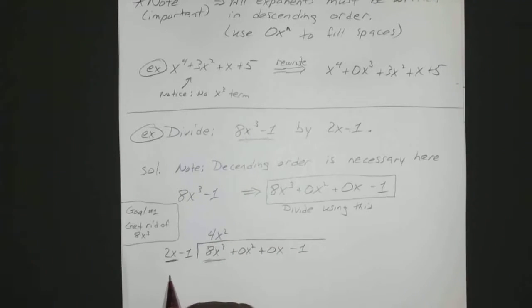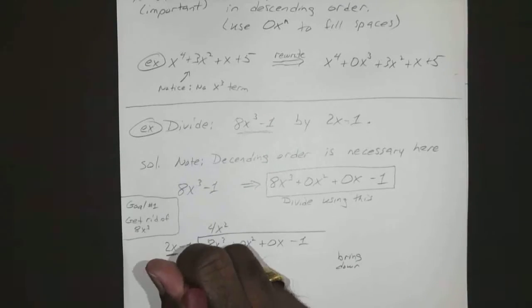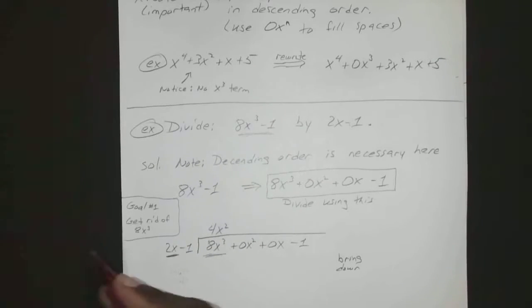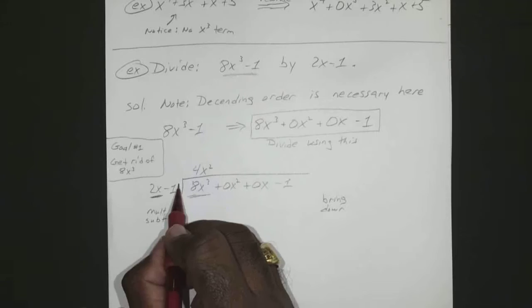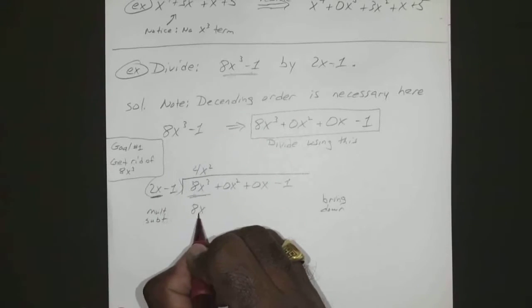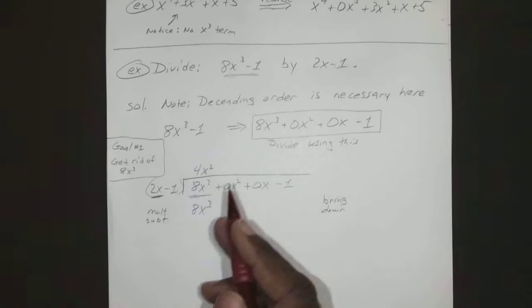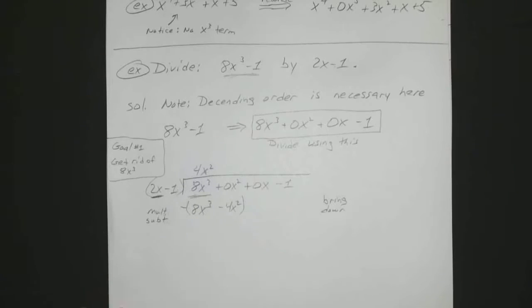Okay, so we know, again, we're going to multiply, subtract, probably should move that over some, and bring down. Move that over a little bit so it's not in the way. Okay, so we're going to multiply, subtract, and bring down. Okay, so we have 4x squared that we're going to multiply to both of those. So 4x squared times 2x is 8x to the third. 4x squared times negative 1 is negative 4x squared. Okay, so we multiply. Now we subtract.